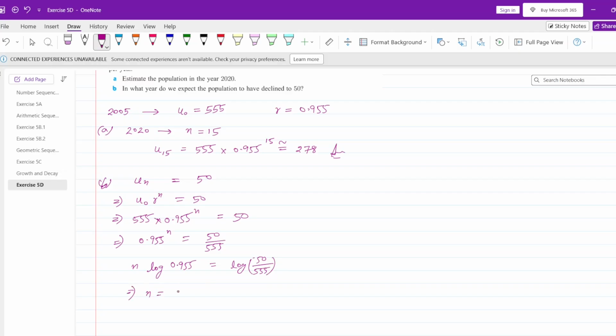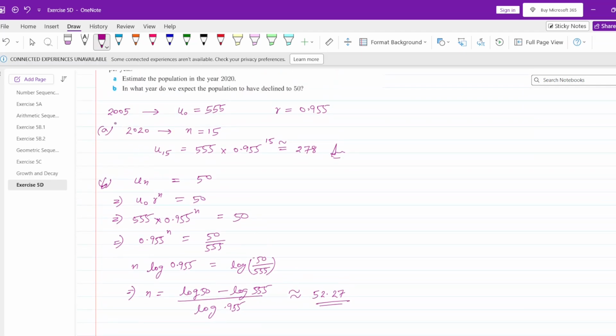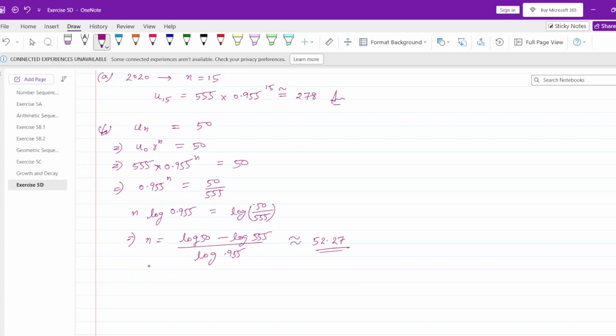Or simply n equals log 50 minus log 555 divided by log 0.955, which is 52.27. So this is 52.27 years after 2005, because that is our initial year. So we can say the population will reach 50 in year 2005 plus 53, that is 2058.